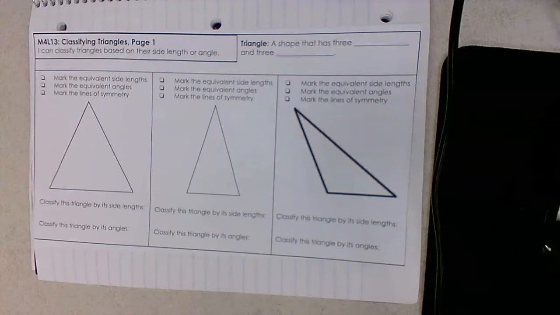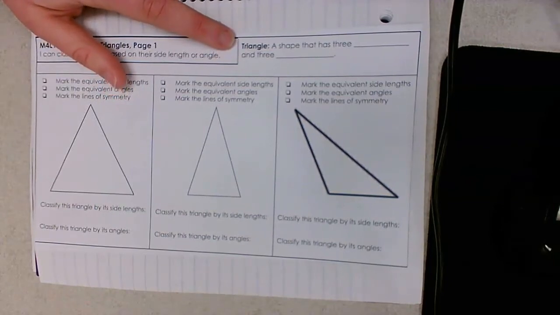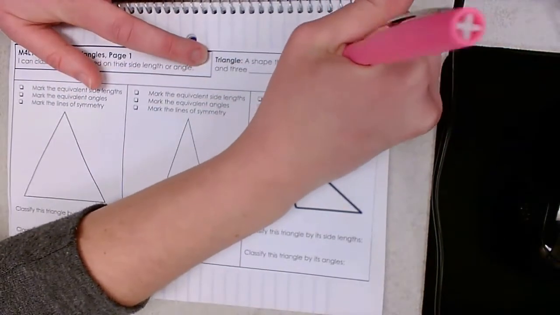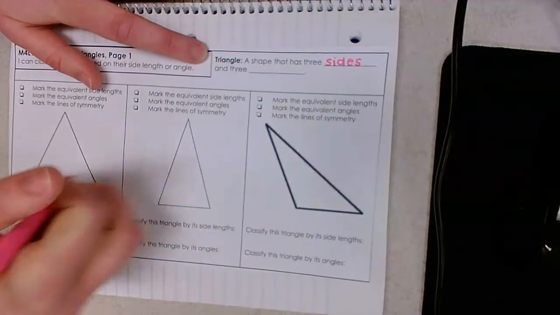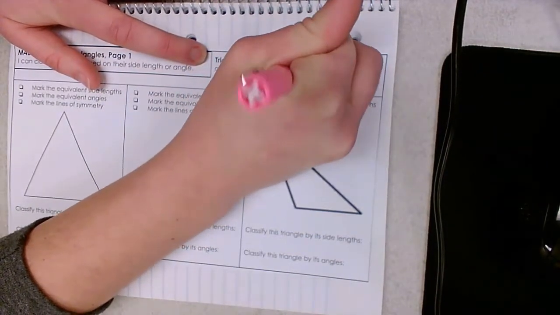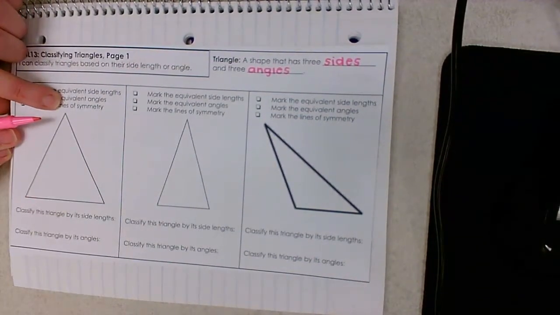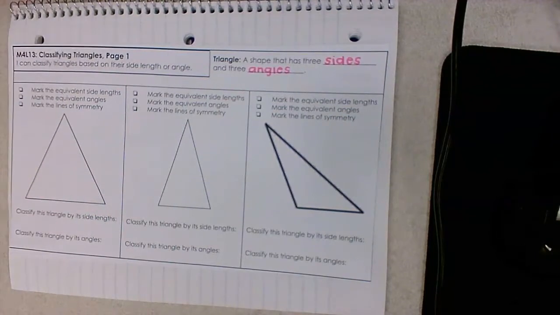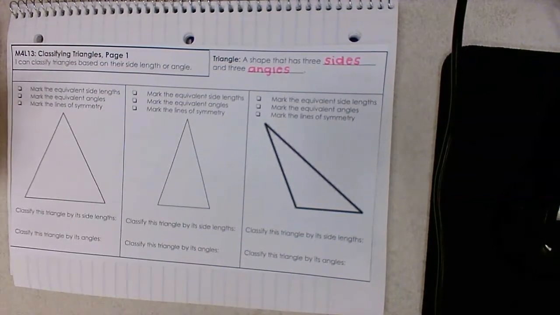Before we dive into different types of triangles, it's important to know what a triangle is in the first place. So we have our definition up here. A triangle is a shape that has 3 sides and 3 angles. And it's important that those 3 sides, 1, 2, 3, and those 3 angles, 1, 2, 3, close and form a closed shape. If we had any open sides or open angles, it would not be labeled as a triangle.